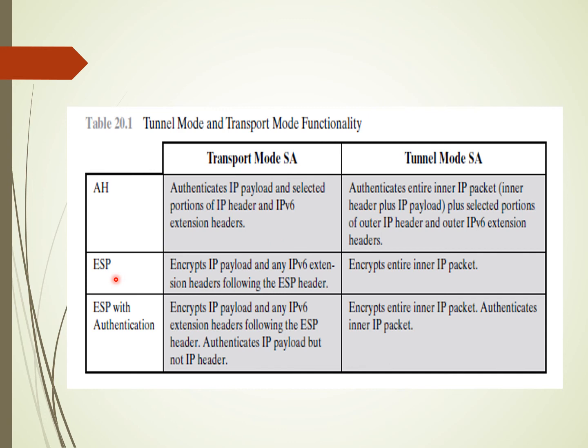Now encapsulating security payload is encrypted. What are we going to encrypt? Under transport mode, only the payload is encrypted, not the original IP header. Under tunnel mode, we encrypt the entire inner IP packet, which consists of the original IP header plus the payload. Then there is ESP with authentication, which is a combination of encryption as well as authentication, or verifying the signature.